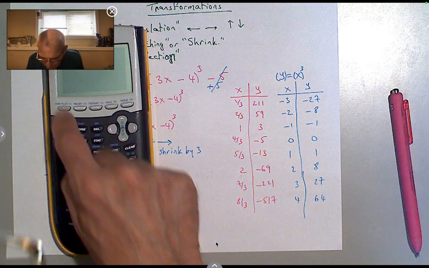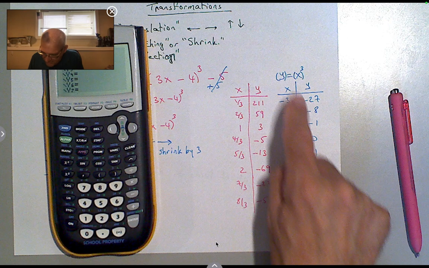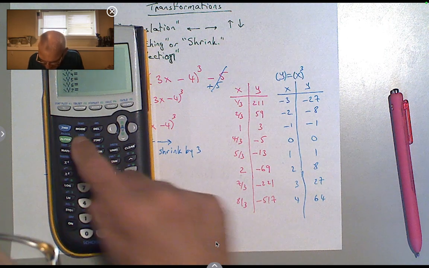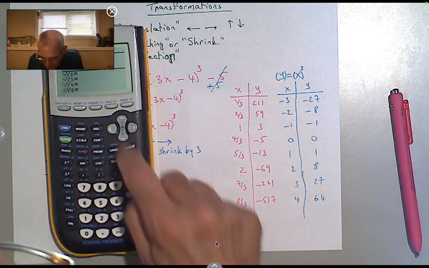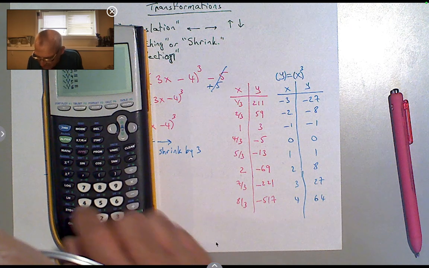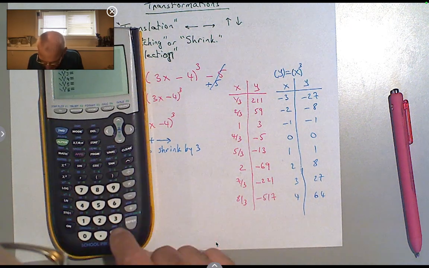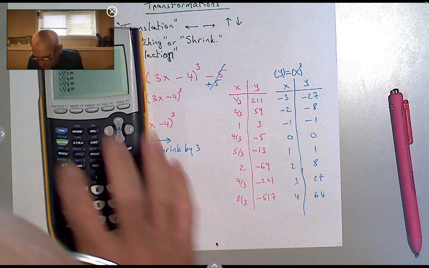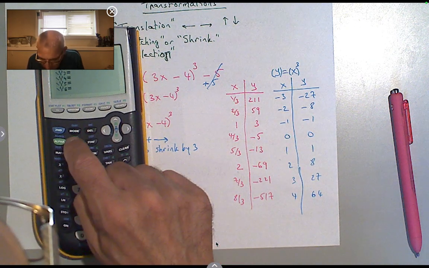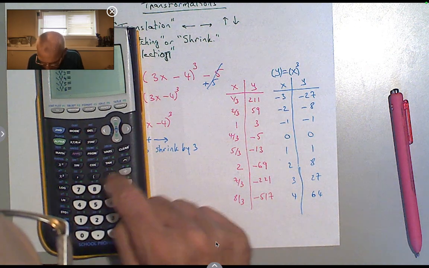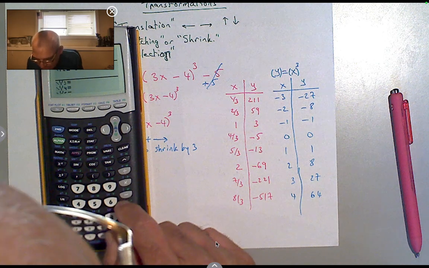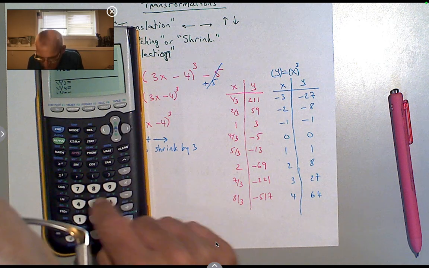So if I go to plot this graph, x cubed, and then I go down and say negative 8 times 3x minus 4 cubed minus 5.